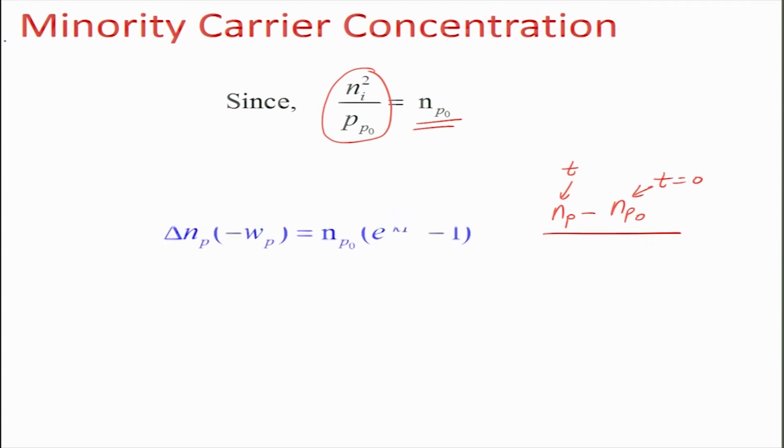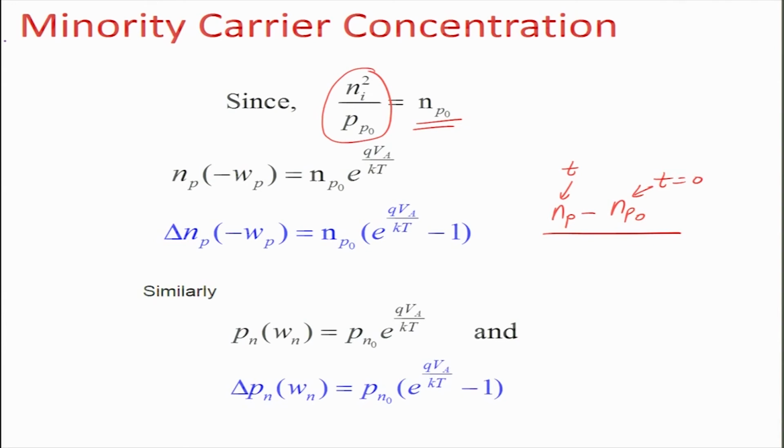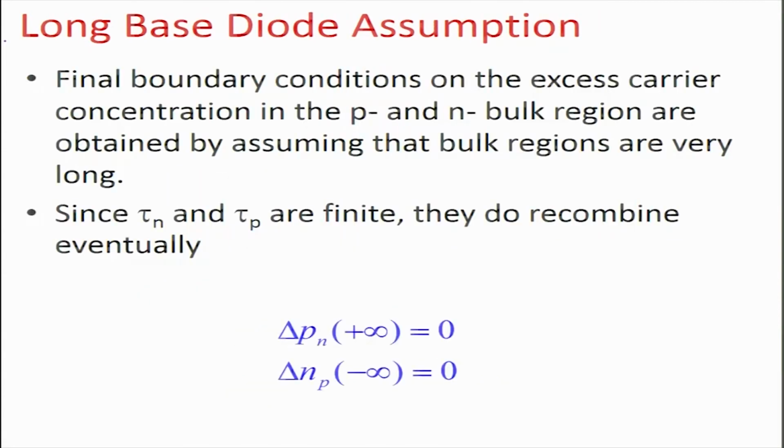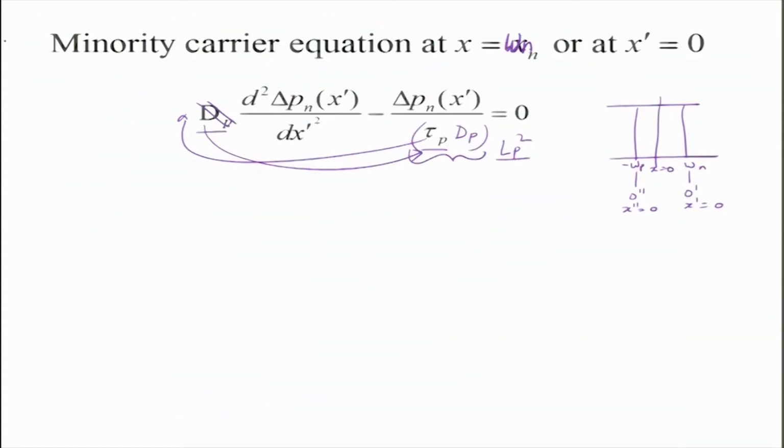also, and from Np you can get delta Np. Similarly for Pn you can get delta Pn. These delta Pn and delta Np are going to be useful to solve the diffusion minority carrier equations. So then we solve the minority carrier equations. So basically that is what we did. We had this minority carrier equation. We just changed the references from x equal to Wn to x prime. There is no need to do that, but it just makes it a little simpler.